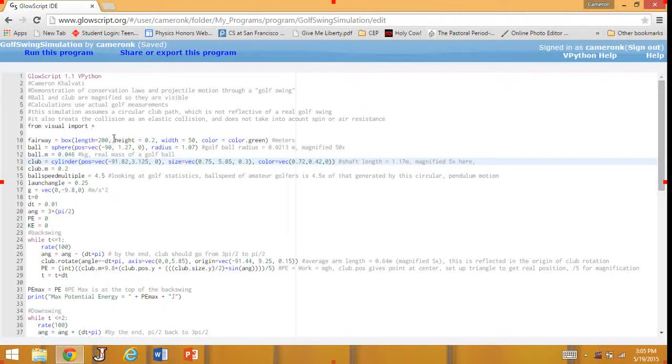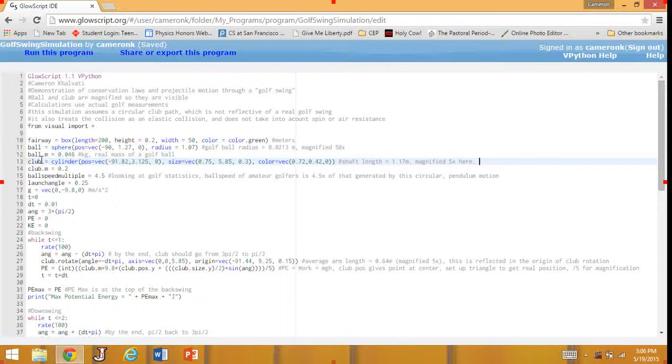The fairway is just a box with these dimensions, which I established in meters. For the ball, I gave it a position, and I gave it a radius, which is just the real radius of a golf ball magnified by 50 for visibility. I gave the ball the mass of a real golf ball, and I established the cylinder's position relative to the ball's, or the sphere's position, so the club's position relative to the ball.